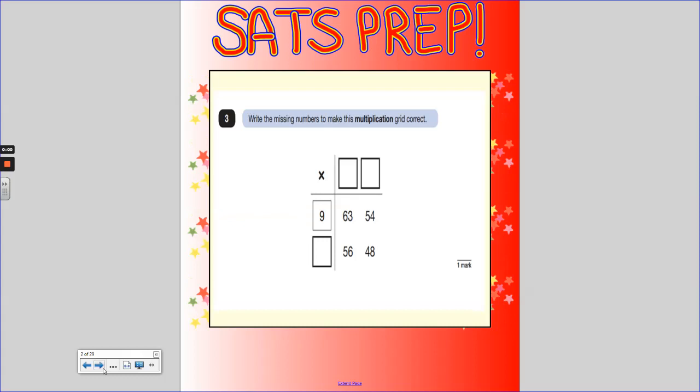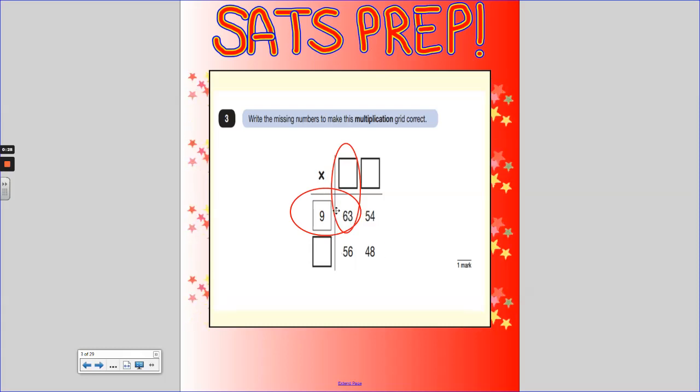So today we're going to be filling in a multiplication grid. To do this, we are going to take the answers of the inside of the grid to work out what the missing numbers are around the edge of the grid. So for this missing square here, we are going to have a look at the number 63 and the number 9. So we need to work out 9 times something equals 63. To do this, we are going to use the inverse. So we are going to do 63 divided by 9, which equals 7. So we know that the missing number is 7.